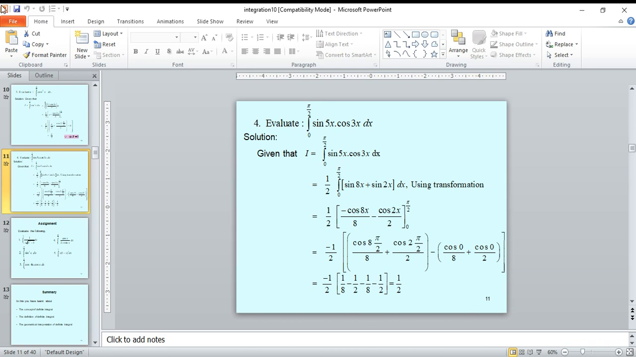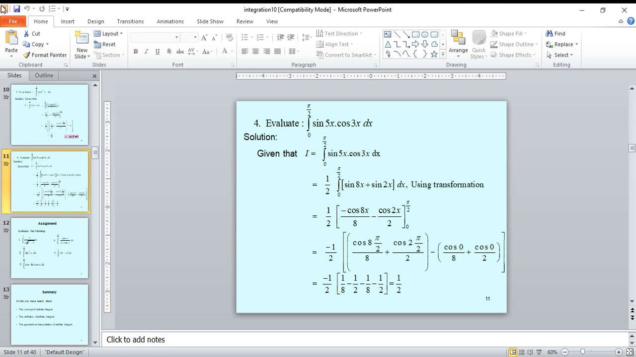to minus 1 by 2 into cos 8 pi by 2. 2 4s are 8, that is 4 pi. Cos 4 pi by 8 plus cos pi by 2. Formula is cos n pi equal to minus 1 power n. Here n equal to 4. Cos 4 pi equal to minus 1 power 4. Minus 1 power 4 is plus 1.